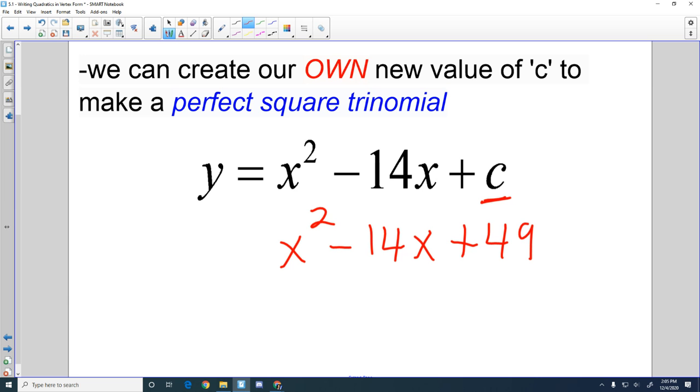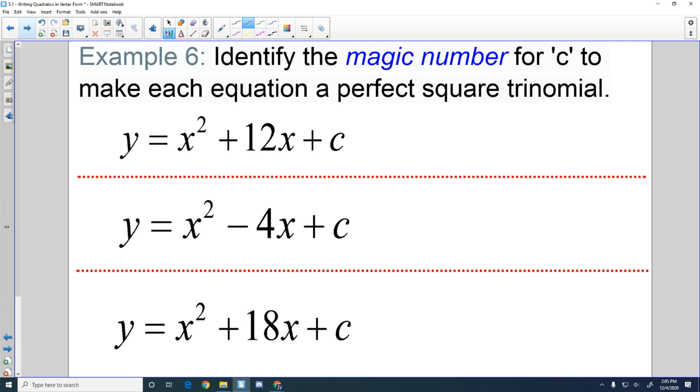Can we write this in vertex form really easily? What is it? X minus 7 squared. Right. That's nice, isn't it? So that's how you can recognize that. It's going to be pretty much that same thing, though, with one extra little step. But first, I want you all to figure out what are the magic numbers for all three of these. What would C have to be to make each of these a perfect square trinomial?